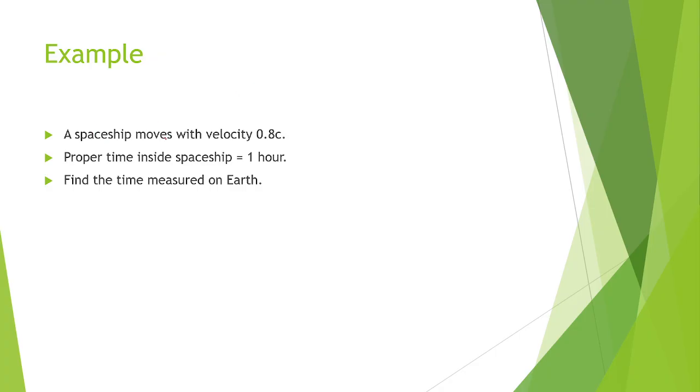Okay, example: a spaceship moves with a velocity. So this is an example. Let's understand what time dilation means. A spaceship is moving with a velocity of 0.8 times the velocity of light. The proper time inside the ship is 1 hour. That is the time inside the ship, so the people feel 1 hour, let's say a 1 hour movie. Find the time measured on Earth.